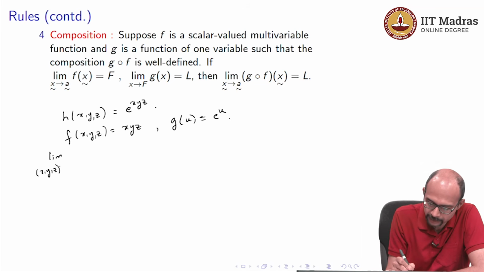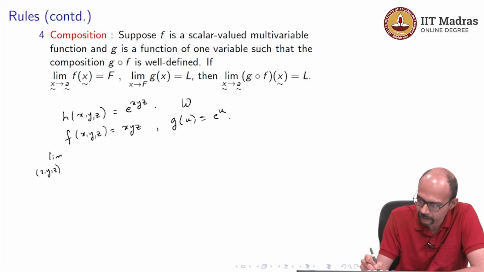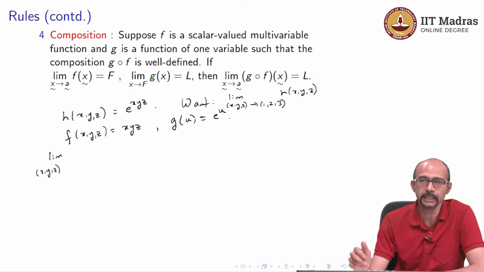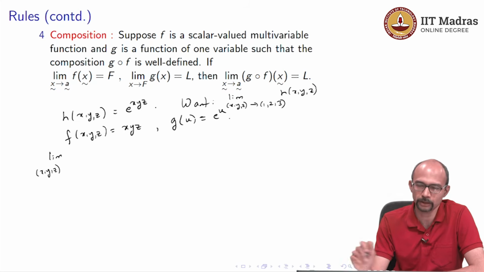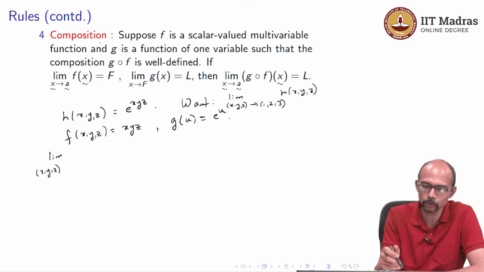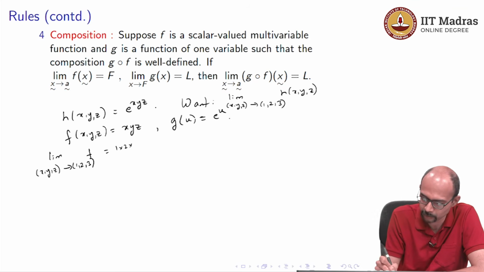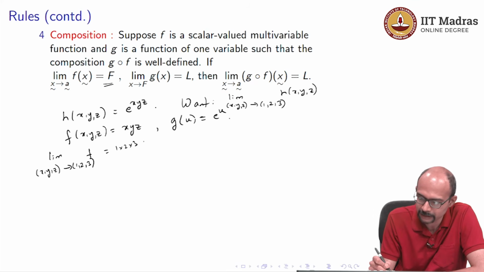Let us say I want to compute the limit as xyz tends to 1 2 3 of h of xyz. Okay, this is what I want. Now, whatever we did on the previous page does not unfortunately help us directly, but what we can do is use the fact that this is a composition. So, let us first ask what happens to f. Well, this of course we know. This is 1 times 2 times 3. So, in terms of what is here, this is capital F.